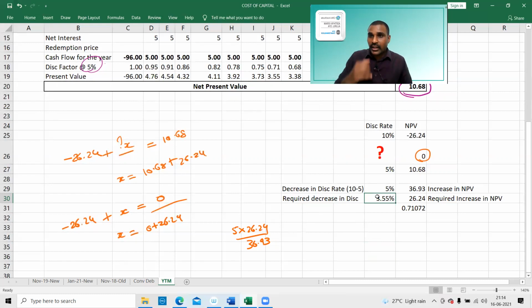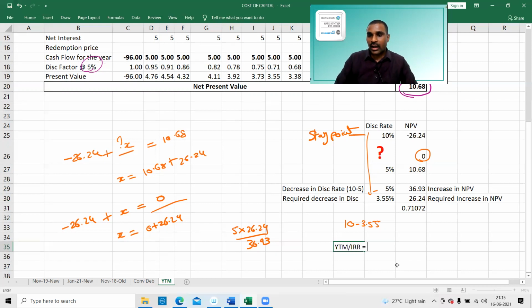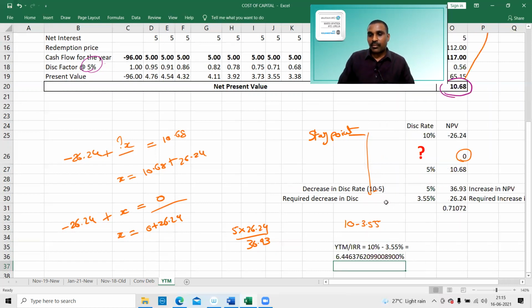That is the decrease. Decrease means you are moving down. From where do you move down? This is my starting point. I have to move down from my starting point. Therefore, yield to maturity or IRR is equal to 10% minus 3.55%. It will be 6.45%.